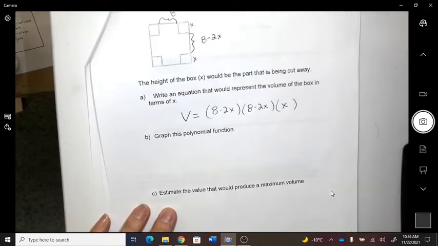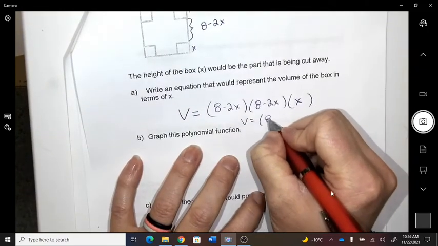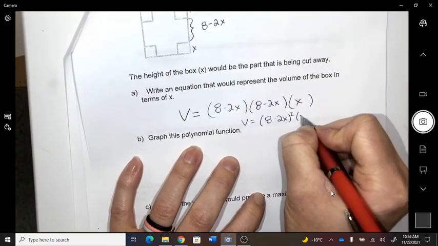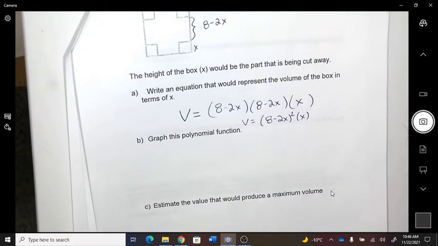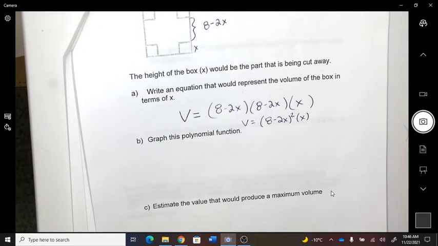On this one, since these are the same, you could have also done that squared, right? It's not a big deal if you didn't. I'd accept both of those answers. But if your lengths and your widths are different, then you can't do that, right?